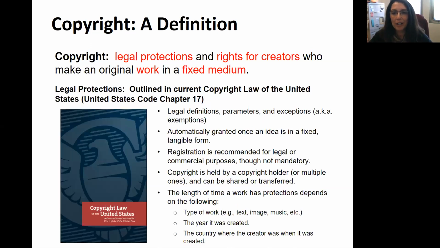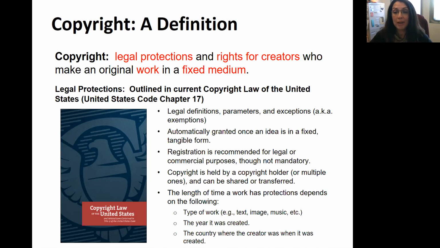And then the final part of that definition would be the legal protections. The legal protections are outlined in the current copyright law of the United States. It's the United States Code, Title 17. Here's where you can find legal definitions, parameters, or exceptions, which are also known as exemptions. It's kind of a synonymous phrase.